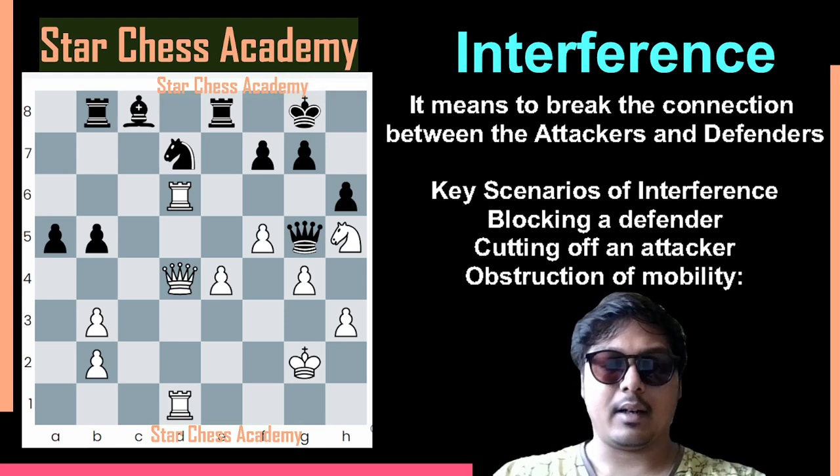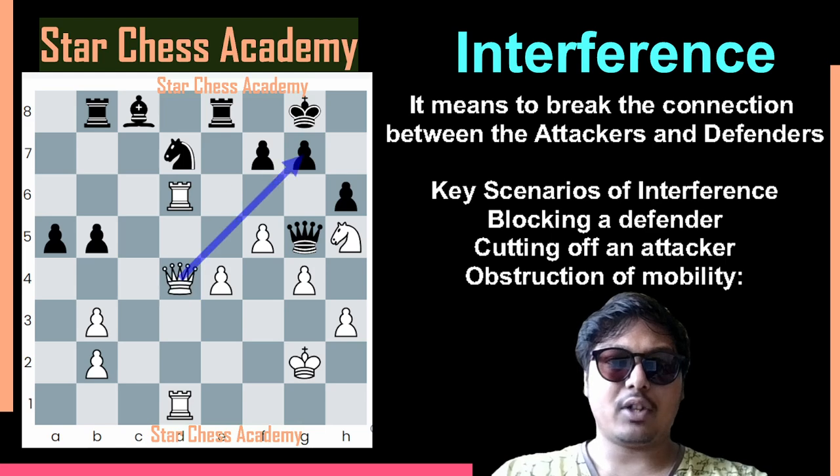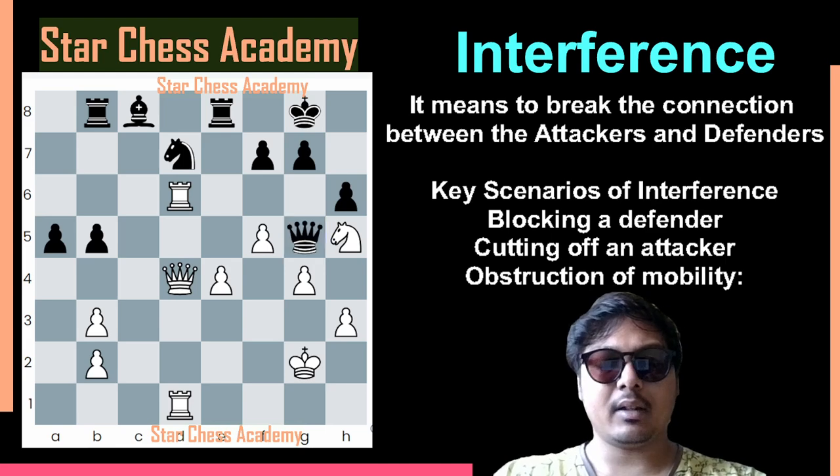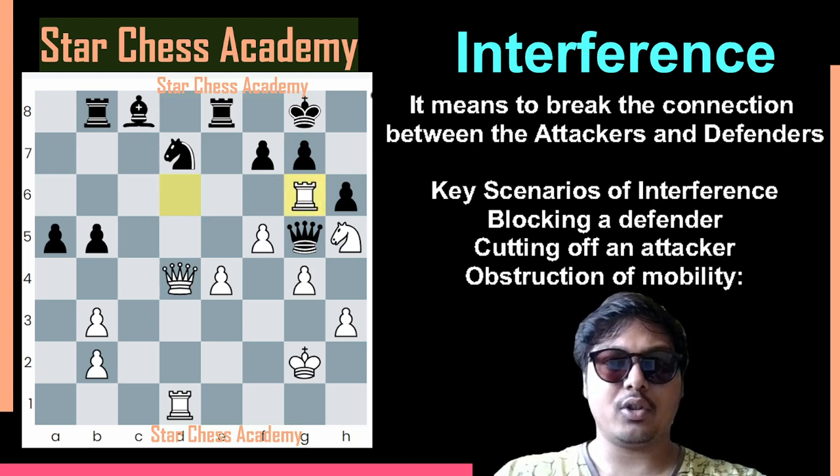Next, white to play and find the interference chess tactics and win the game. Well, we want to checkmate the black's king, but the problem is here the queen is defending it. So how can we break the connection between the queen and the pawn? Well, we have a very interesting move, rook to g6. Wow!